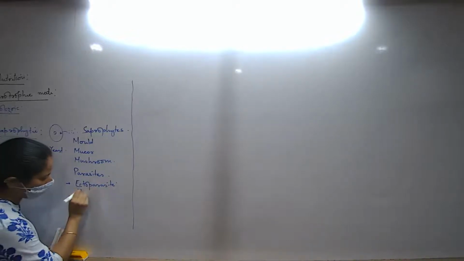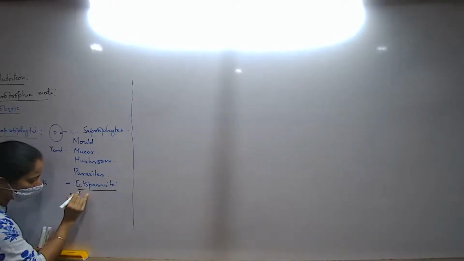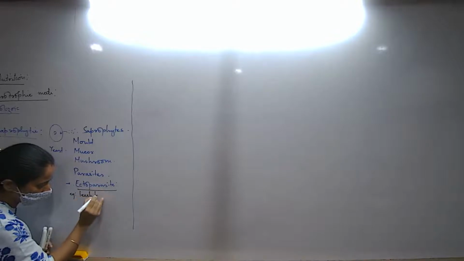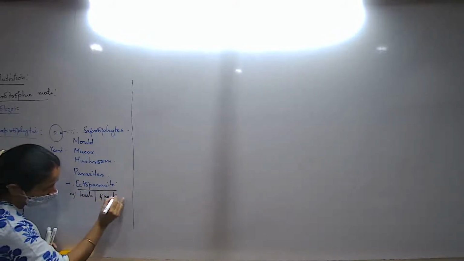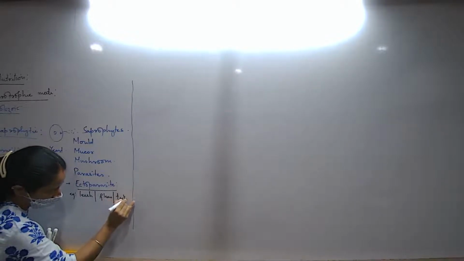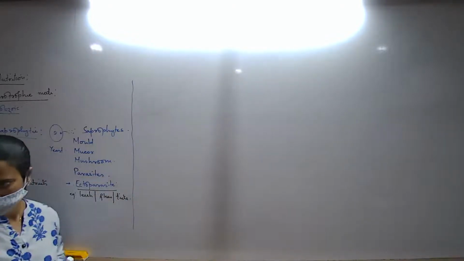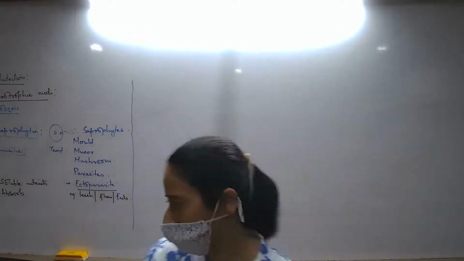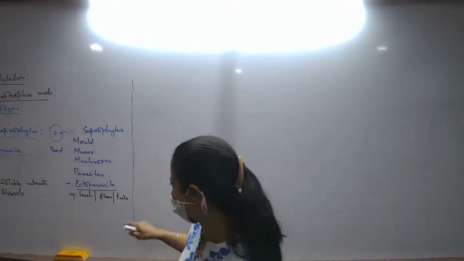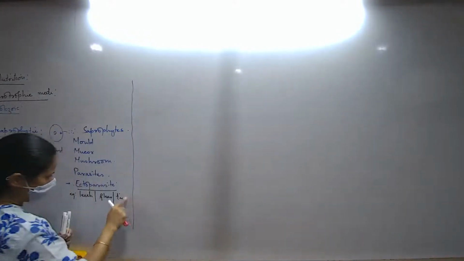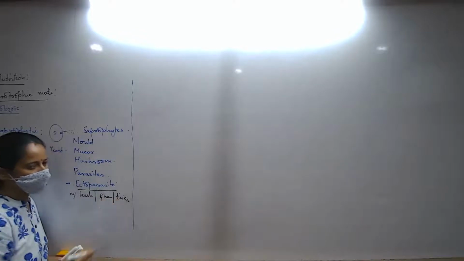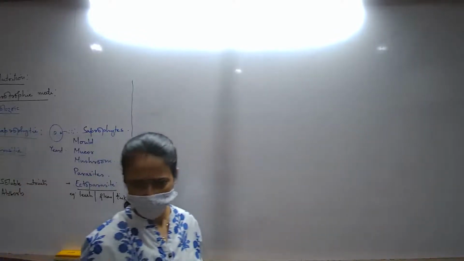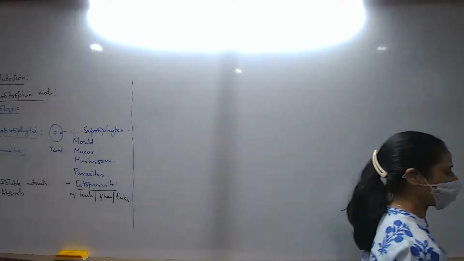Ectoparasite. Example: leech, fleas, ticks, lice, all these come under this category. Ticks. Fleas. Lice भी लिख सकते हो, head lice होता है ना, the same category.